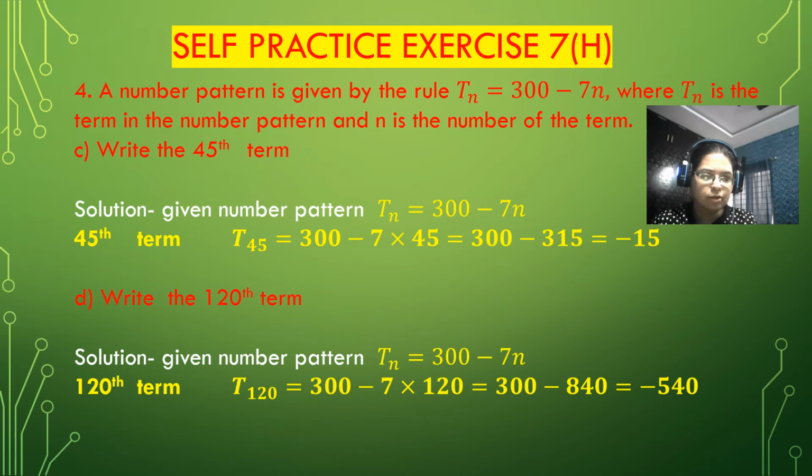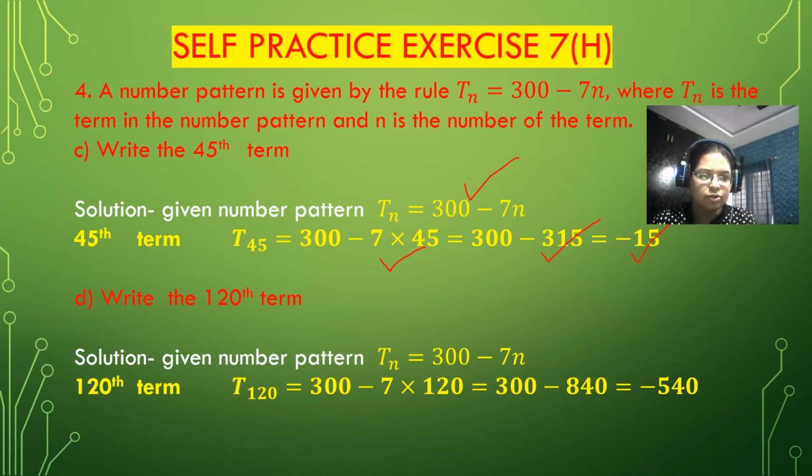Now we'll solve question number 3, part C. Write the 45th term. We have been given the number pattern Tn equal to 300 minus 7n, and we have to find the 45th term. So we have to put the value of n equal to 45. So T45 equal to 300 minus 7 multiplied by 45. 7 multiplied by 45 is 315. So 300 minus 315 is minus 15. So minus 15 is the 45th term of the number pattern Tn equal to 300 minus 7n.